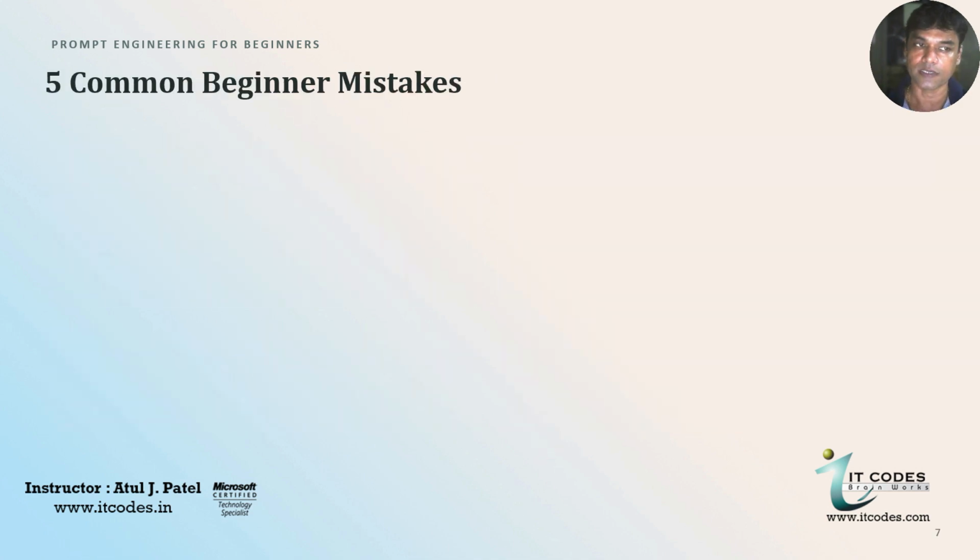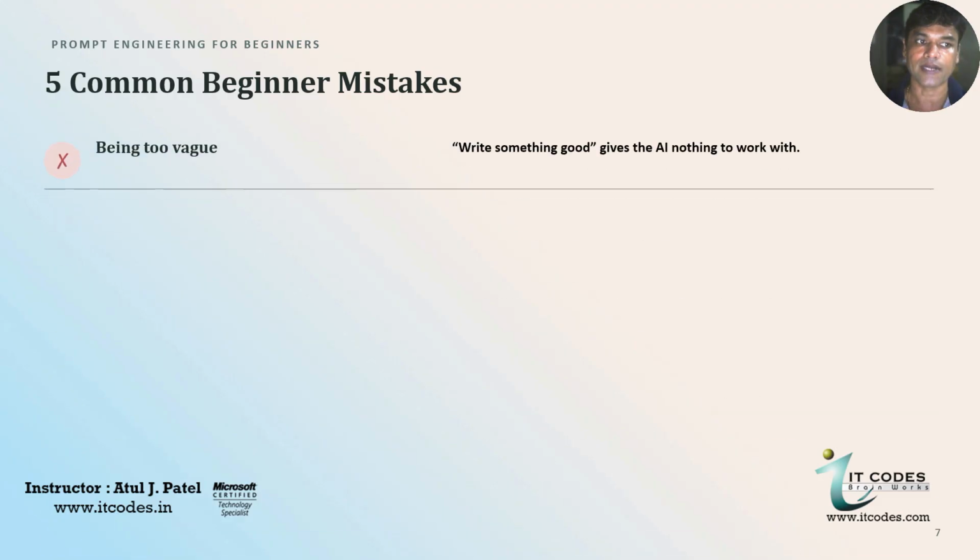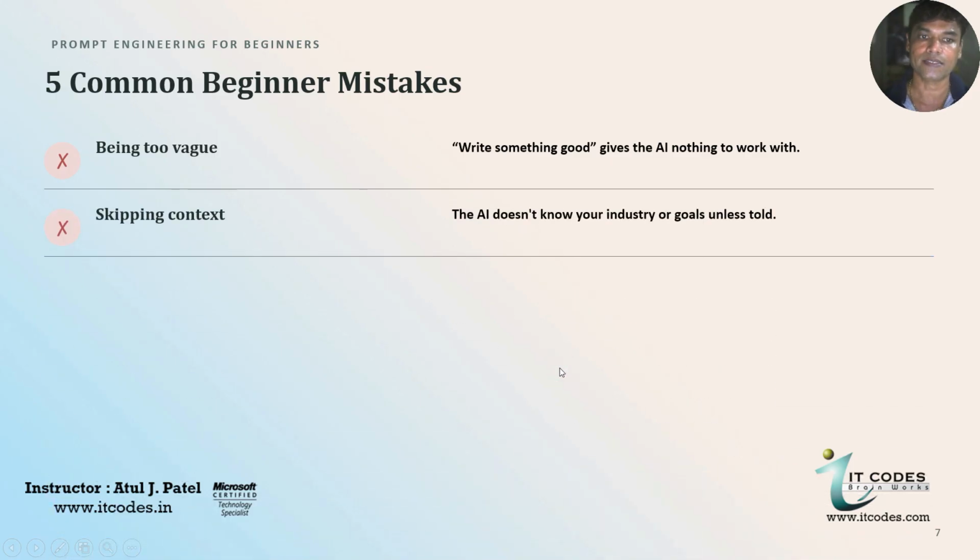Common mistakes which each and every beginner makes while writing a prompt: being too vague. That is, in the first example which I said, write something good. For that, AI won't understand exactly what has to be done or what you actually need. Next is we skip the context. The AI doesn't know your industry or goal unless you tell it that I am in this particular context, I need it for this particular task, I need it for this particular location, or I need this for this particular workplace.